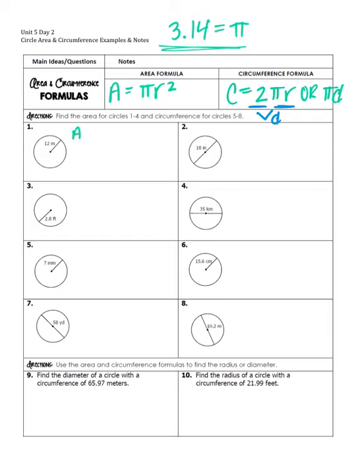So area, area, area, area, and then we have circumference, circumference, circumference, circumference.